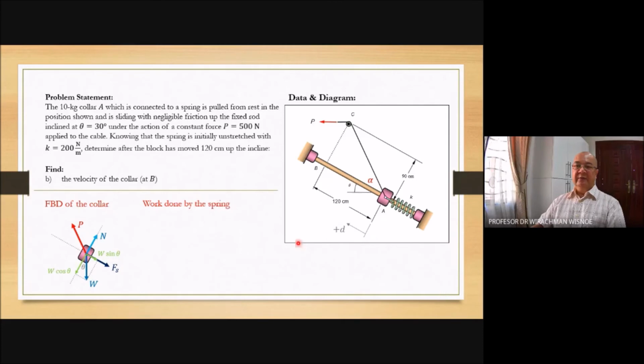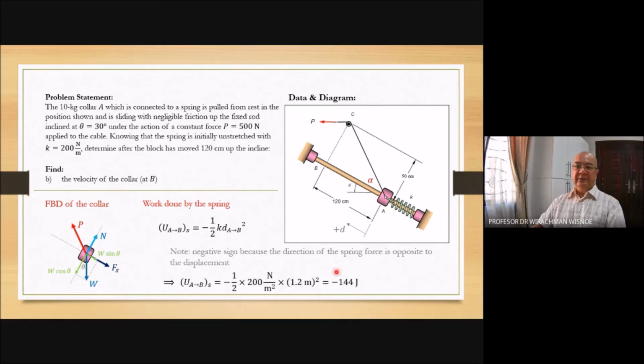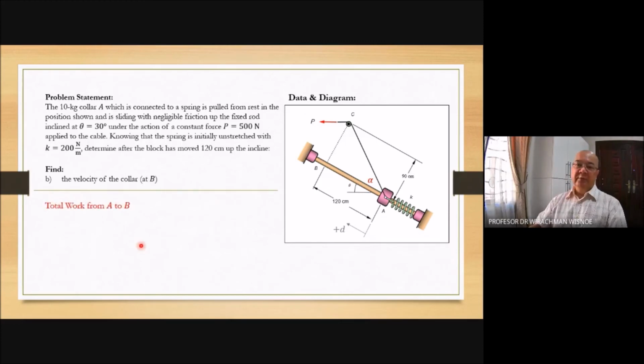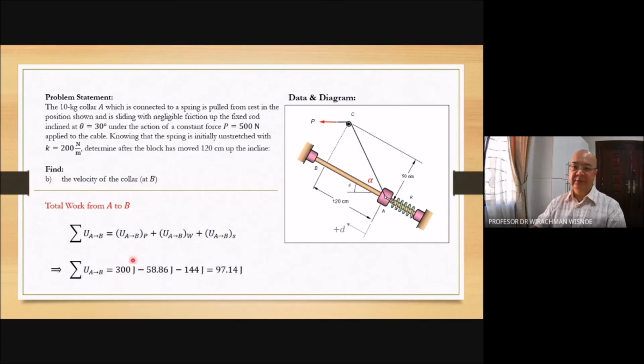Then we calculate the work done by the spring. The spring is going to the right downward, opposite to the direction of displacement. So we have the work negative. So you have the work done by the spring, negative 144 joule. Total work, you sum up all the works produced previously. Not to forget the work from the force P. So you have the total of 97.14 joule.